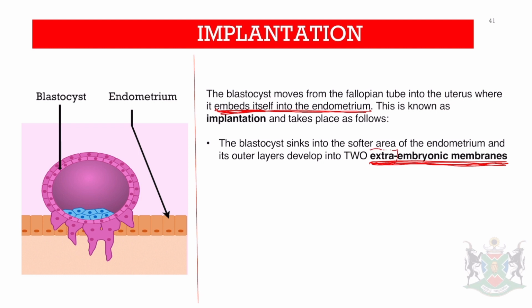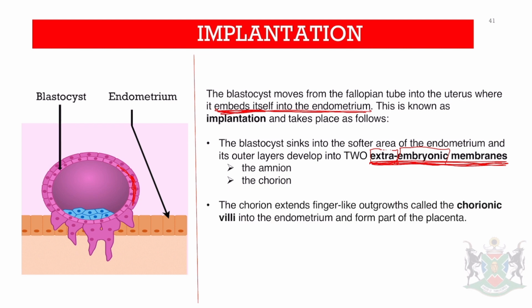Extra means outside the embryo. So we have the embryo that is growing. Besides the embryo, outside of the embryo, we have two main membranes that are formed by the outer layers of the blastocyst, as we can see over there. We have the amnion. We need to know what that is and what the function of that is. And the chorion. Also, we need to know what that is and what the function of that is.